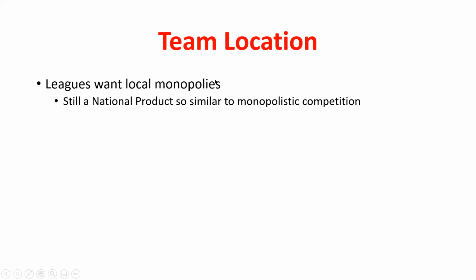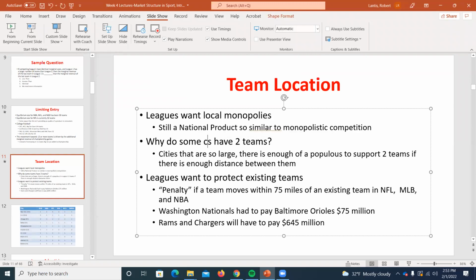But for the teams, I don't care if I have local monopoly power in Muncie, Indiana. I'd rather share. I'd rather compete with another team in Chicago. So the team's incentives are a little misaligned with the league's. They may choose to enter a city where there's already a team, while the league realizes we would desire local monopolies. So why do some cities have two teams?